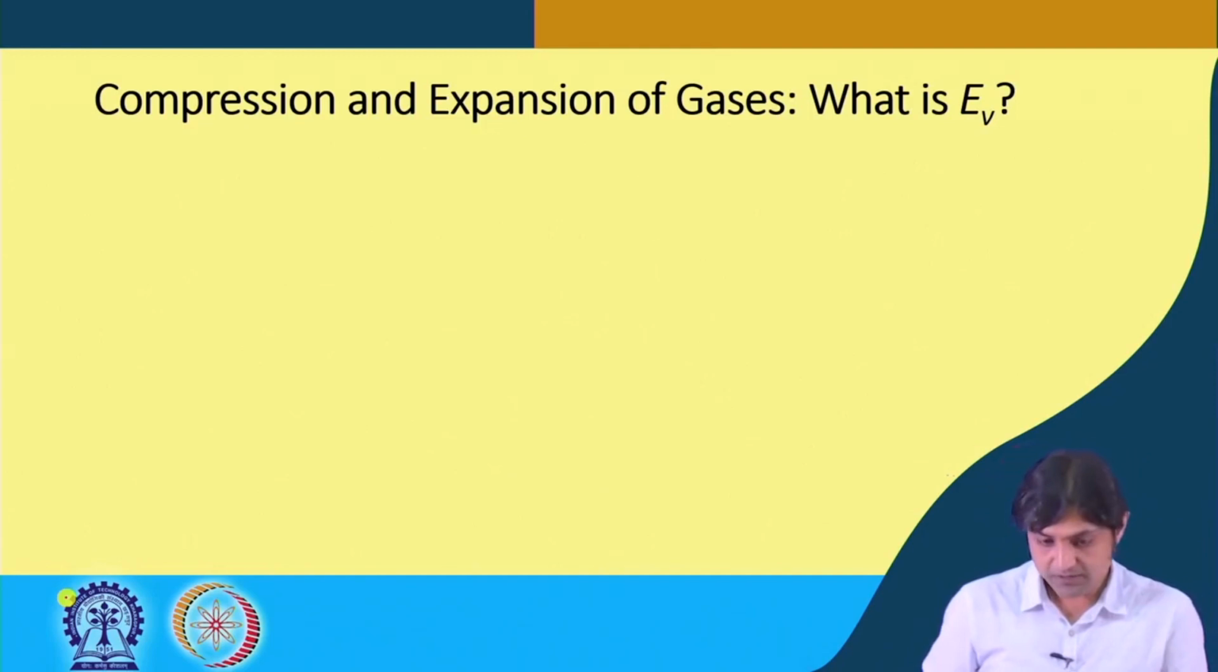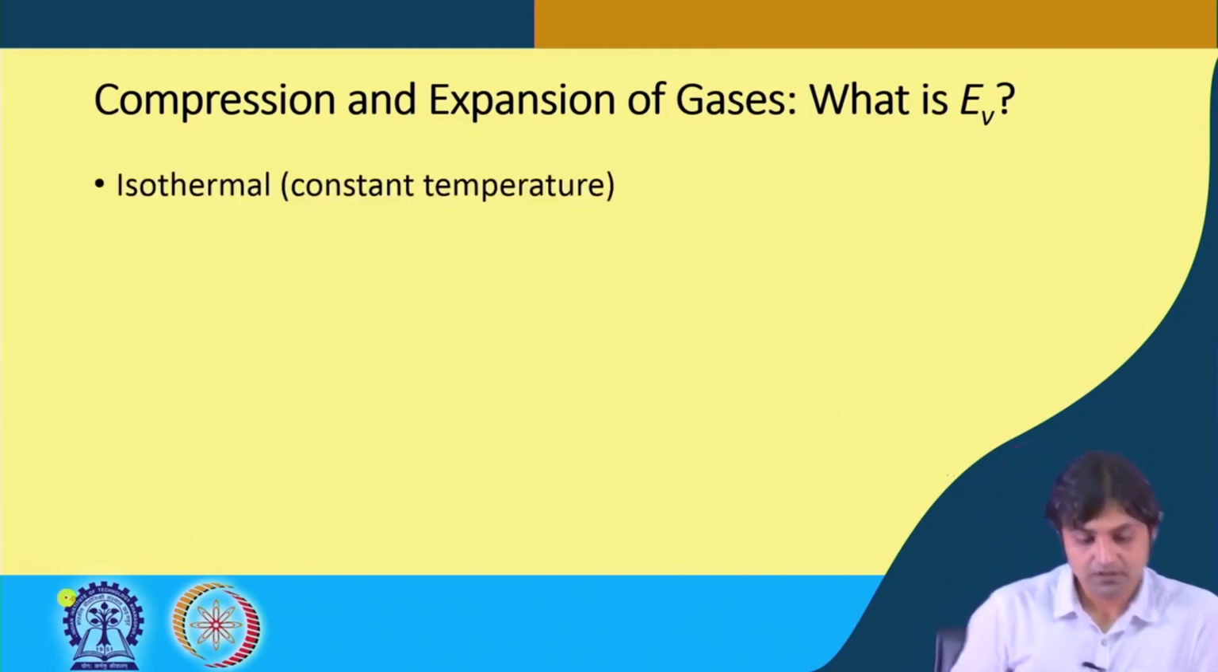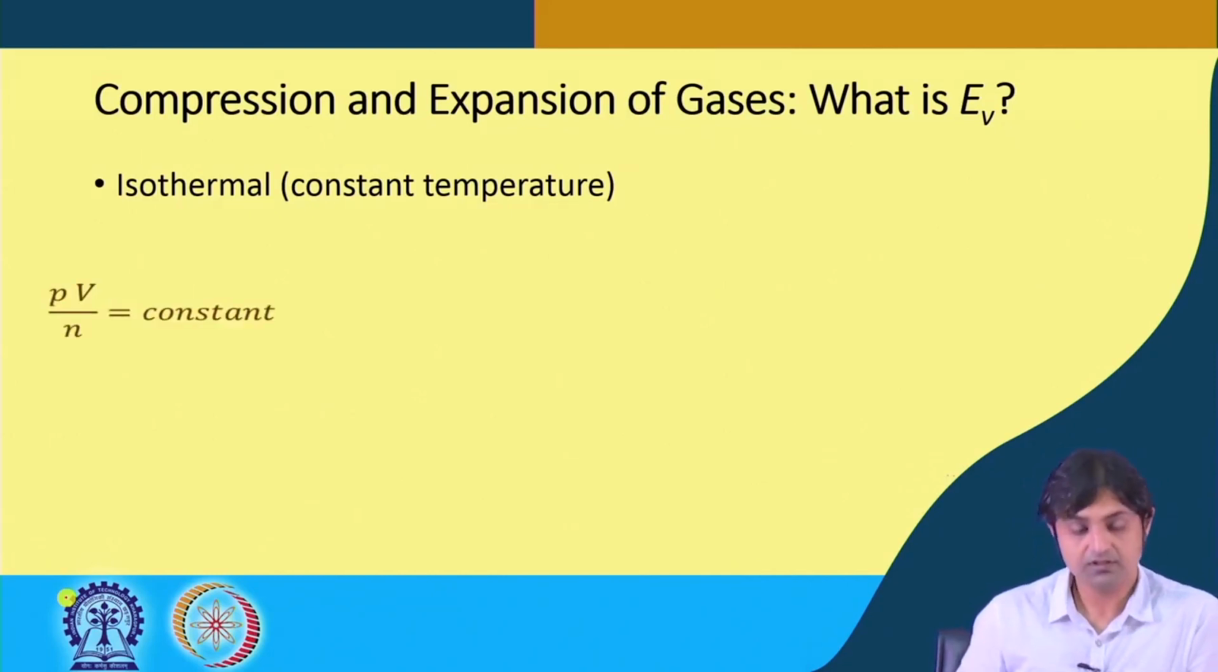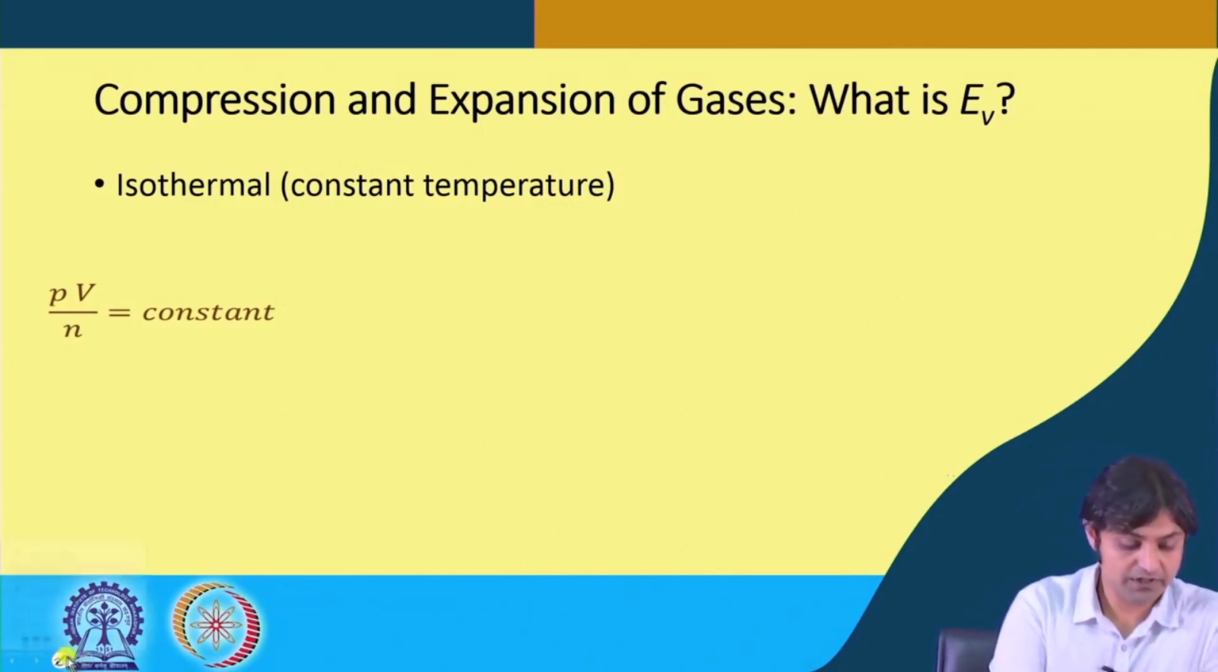Now, compression and expansion of gases. One of the phenomena is isothermal, which is constant temperature. So what happens is PV is equal to nRT, that equation we already know.